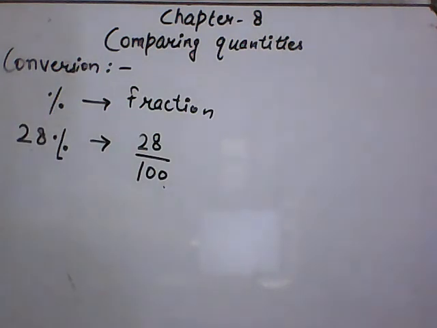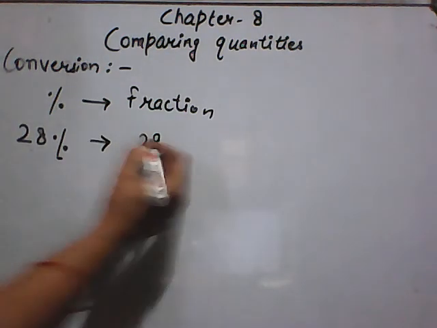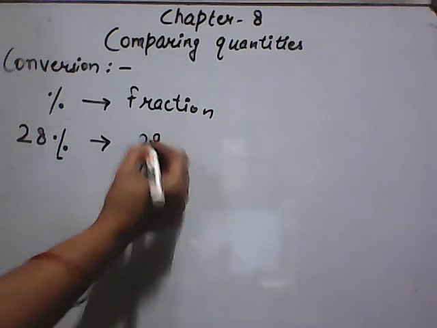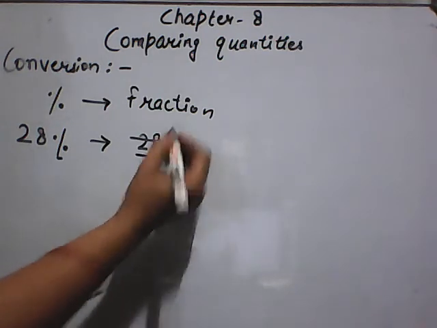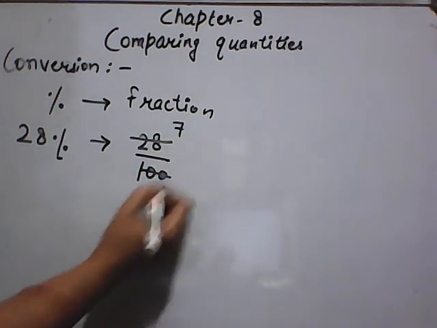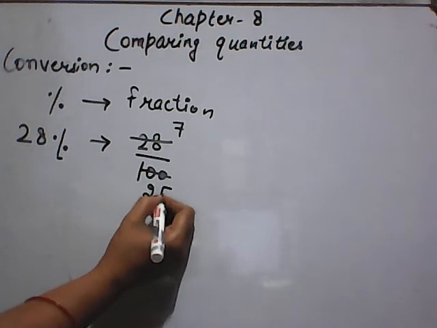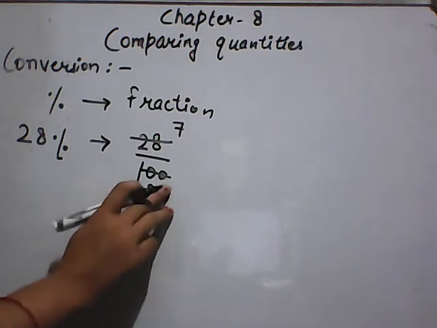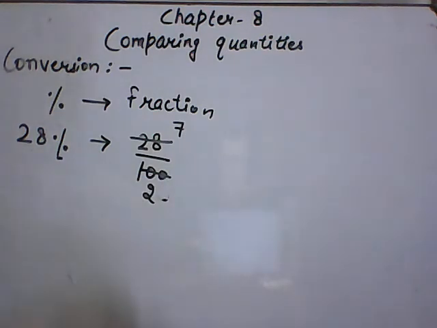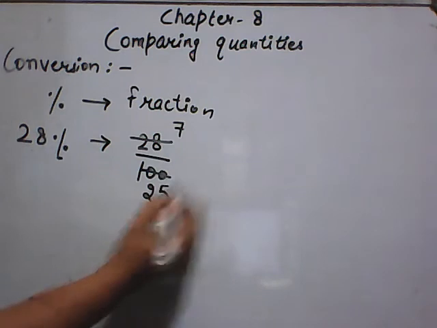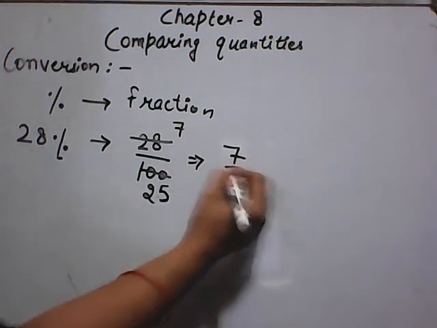It can be reduced to its lowest form. 4 sevens are 28, 4 twos are 8. 4 fives are 20, 25. Now it is 7 by 25.